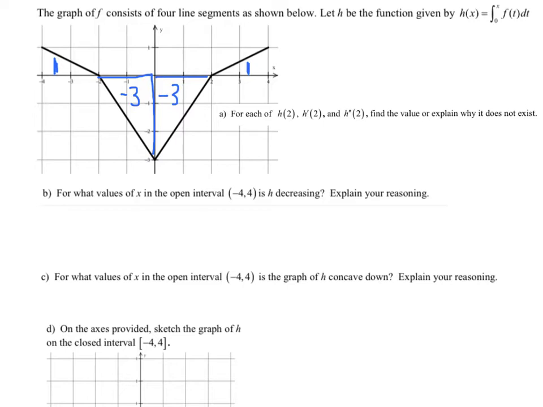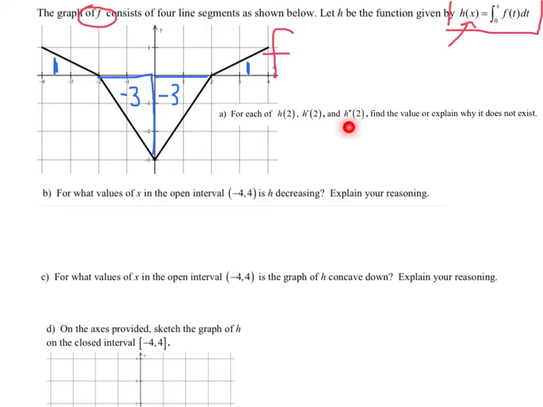Alright, part A. For each of the following, we want to evaluate h of 2, h prime of 2, h double prime of 2, and find the value or explain why it doesn't exist. Alright, so let's slow down. First of all, who is this a graph about? Let's recall this is a graph of f. All we have to do is read and it tells us there. This is the function I'm going to use when I see h. So again, this is f, this is h. I want h of 2, h prime of 2, and h double prime of 2.